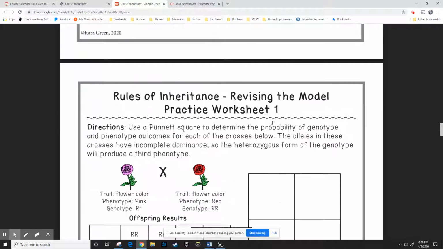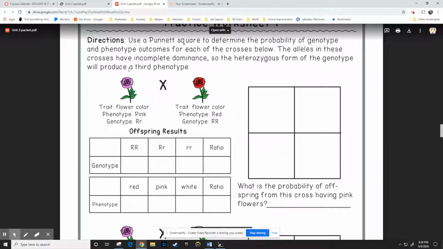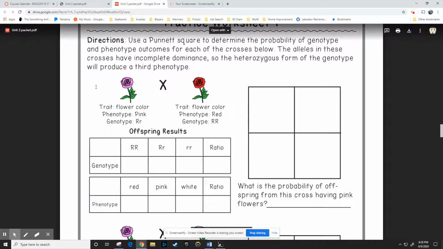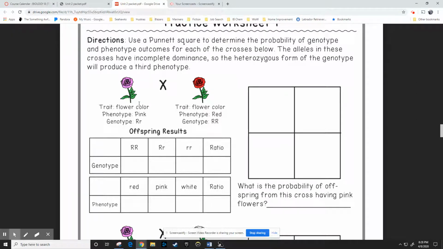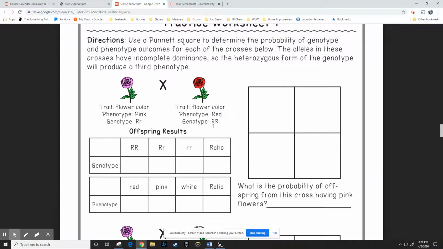So if you look at these roses, I'll do these two examples for you on the worksheet. We can see that we have a red rose and a pink rose. There's also white roses. The white roses are homozygous recessive, so it would be a lowercase r, lowercase r. These pink ones have the incomplete dominance, where you have a capital R, lowercase r. And then you have the one here that is homozygous dominant, capital R, capital R.